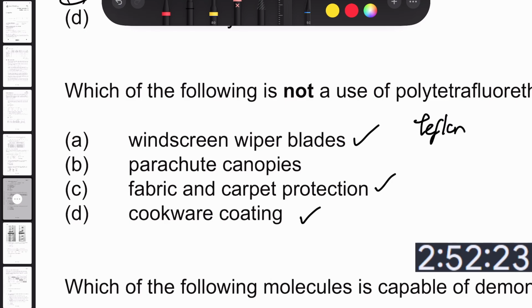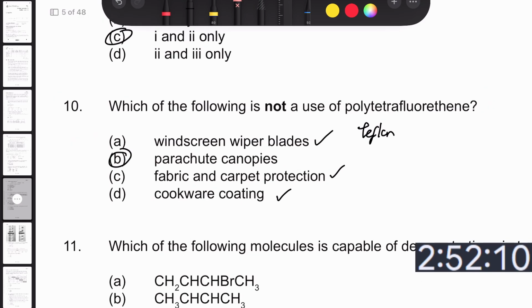I'm gonna say B. Could be C though, because I was literally just reading this right before, because again, for these exams, one of the things I've been working on is the polymers. And for Teflon, I know that it's strong, it's durable. So that could be B. It's also flame resistant, so it could be B.